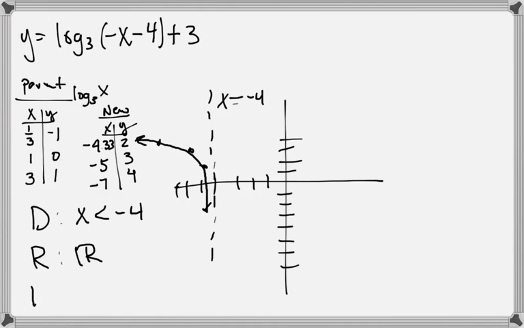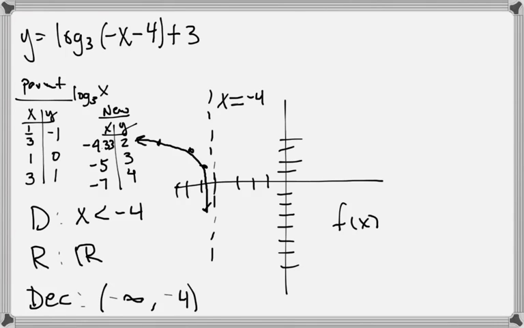Our asymptote we've got written in, x equals negative 4. So that was easy. Okay, let's go down the list. Increasing or decreasing? Decreasing. It's decreasing on what interval? Negative infinity to what? Look at your domain. It's the same thing.